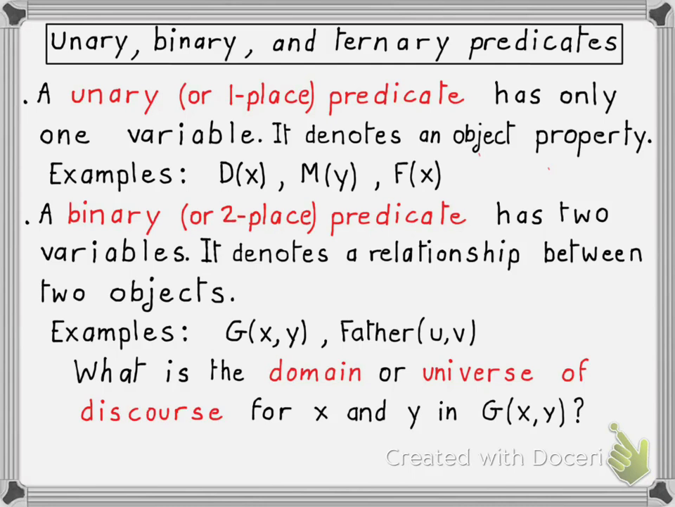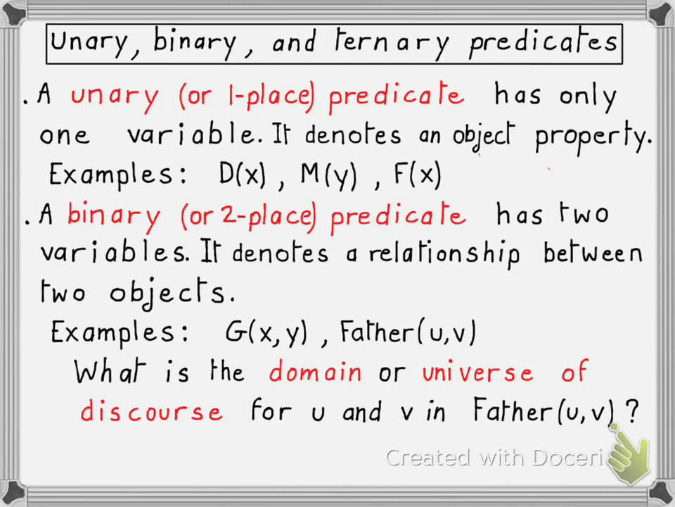Now that we have a predicate and we know what relationship it denotes, we still need to define the domain or the universe of discourse for the variables in this predicate. So what is the domain or universe of discourse for u and v in father of u v? Well, most likely the domain is not the set of integers, because an integer is very rarely the father of another integer. So let's choose as the domain in this case the set of all people.